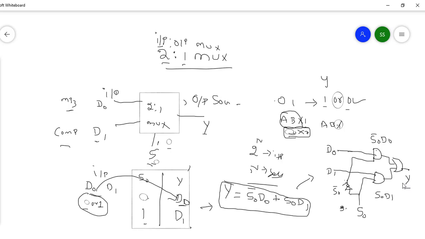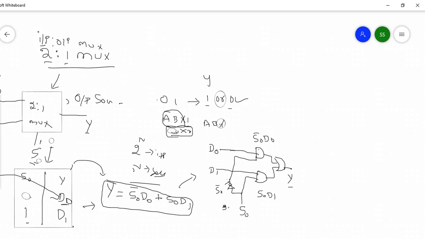I hope you understood how the 2 is to 1 mux works. For the 2 is to 1 mux, what are the steps you have to do? First you have to do the block diagram, how it looks, then the truth table, then the equation, then the logic gates. Using basic gates or any gates you can draw the particular equation you got. Now we move on to what a 4 is to 1 mux looks like.